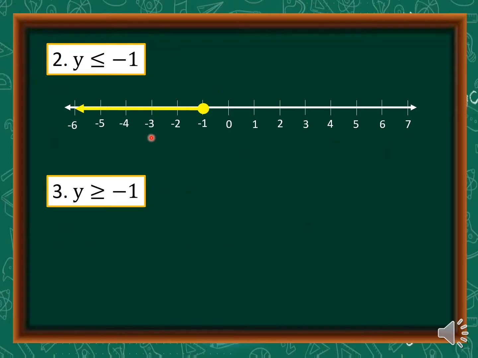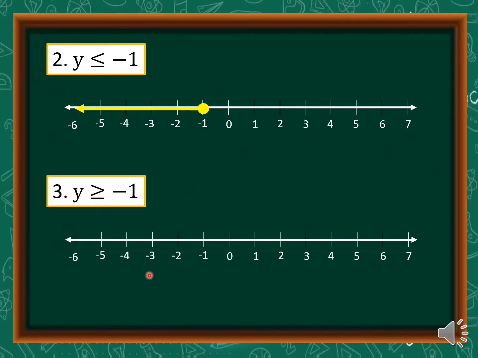Next, number 3. Y is greater than or equal to -1. Mas malaki naman or equal kay -1. So, how are we going to illustrate it? Alright, so we will draw a number line. The critical point is -1 and the inequality is greater than or equal, meaning -1 is included, kasama. So, we will use again the solid point here, since this is the critical point, -1.